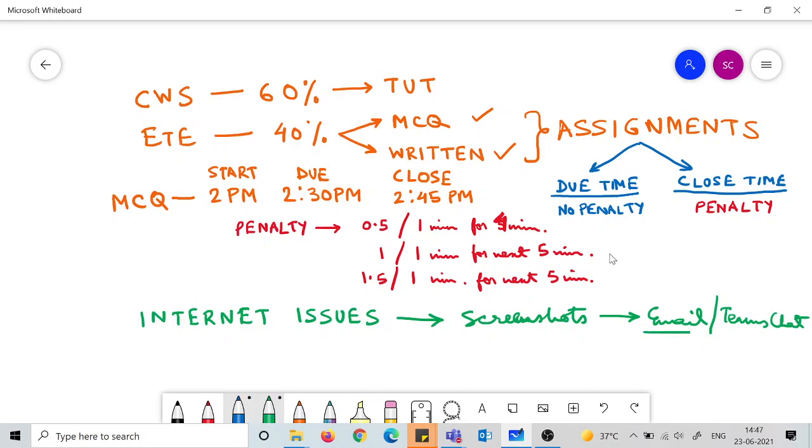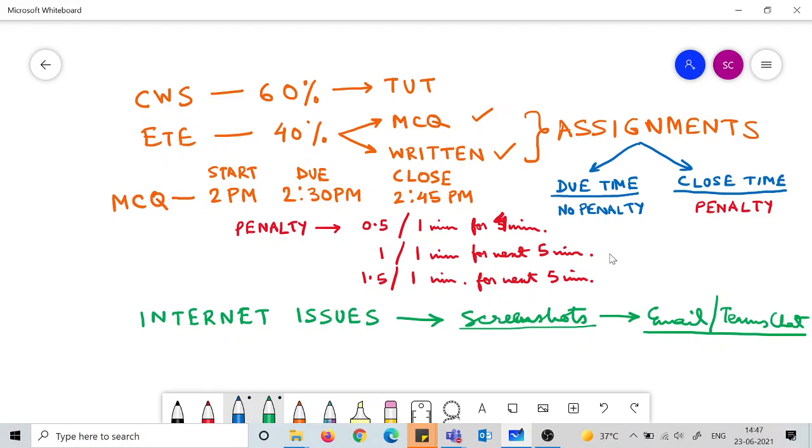So either of these two options you utilize. At least you inform that something is wrong here, and we can verify your screenshots, when you have taken the screenshots, that time etc. are all noted down. So we can verify, even if you are 2 or 3 minutes late or 5 minutes late, if you had taken the screenshots in time while doing the quiz, that could be verified when we receive the screenshots.